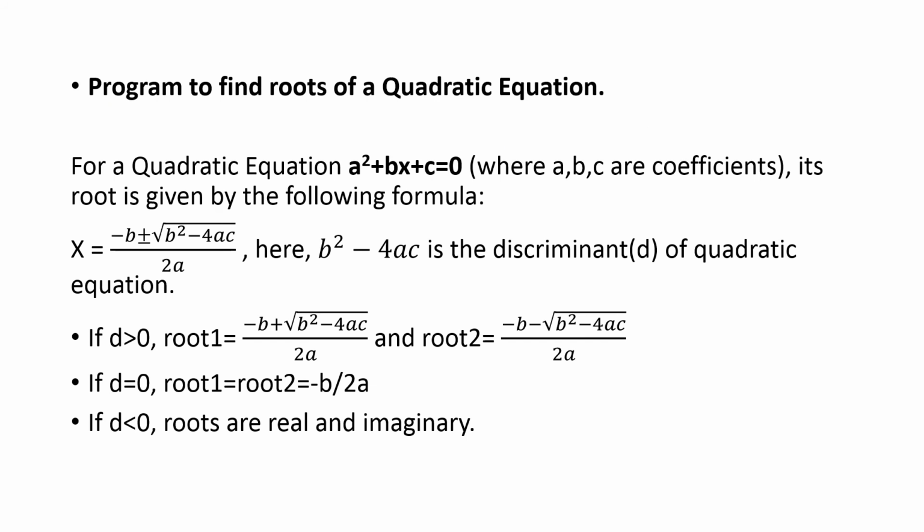Now, the next program is to find the roots of a quadratic equation. We know that the general format is ax square plus bx plus c is equal to 0, where a, b, c are coefficients. If this is the situation, the root is given by x is equal to minus b plus or minus square root of b square minus 4ac, by 2a. Here b square minus 4ac is the discriminant of the quadratic equation, and that is named d.